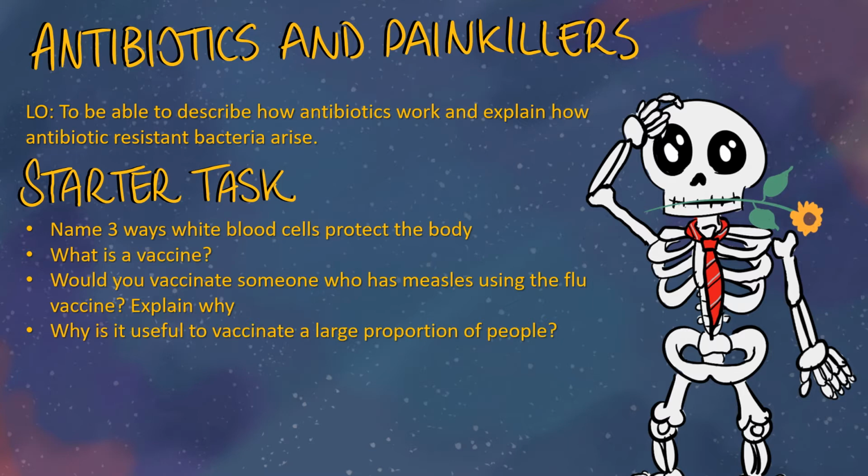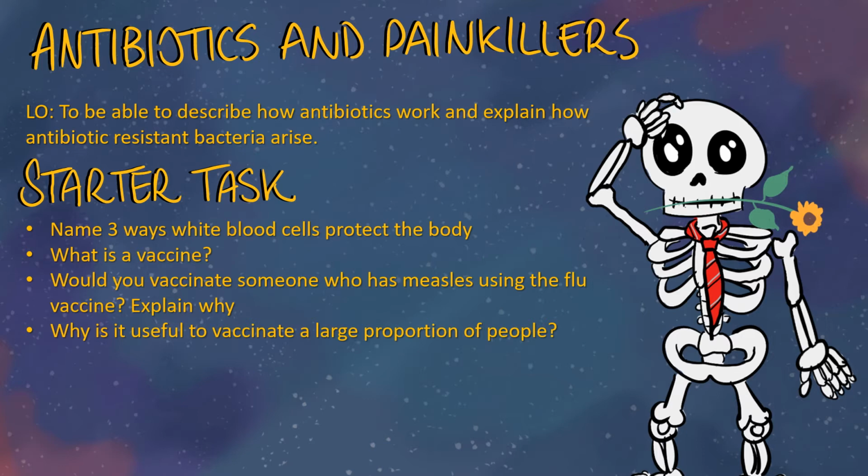Okay, answers to the starter task. Name 3 ways white blood cells protect the body. There is phagocytosis, which is where the white blood cell engulfs the pathogen. There are antitoxins that it produces to combat the toxins that the pathogens produce. And there are antibodies which attach to the pathogen and destroy them.